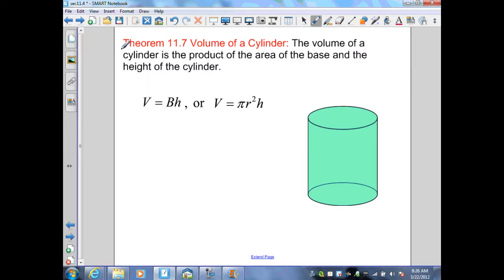Theorem 11.7, volume of a cylinder. The volume of a cylinder is the product of the area of the base and the height of the cylinder. So this should look very familiar. We still have volume equal to base times height. But in a cylinder, our base is going to be a circle. And our area of a circle is equal to pi r squared. Therefore, when I substitute back in, pi r squared is the area of our base times the height.